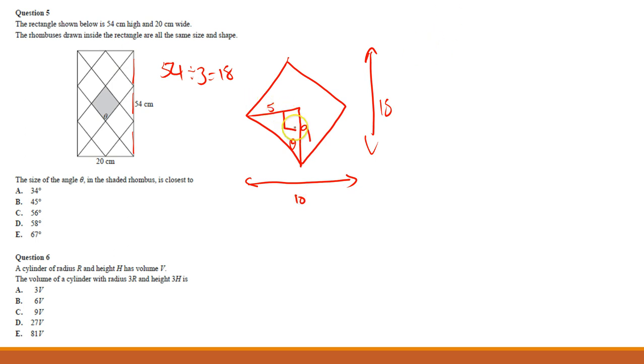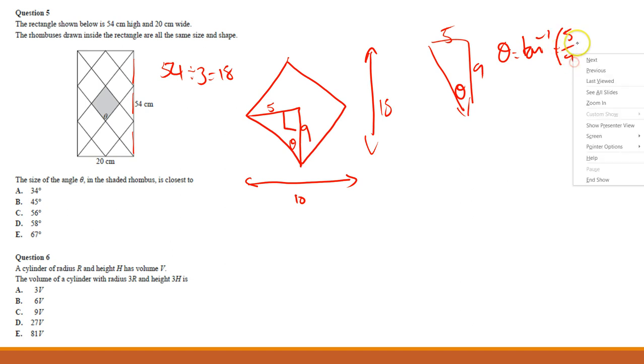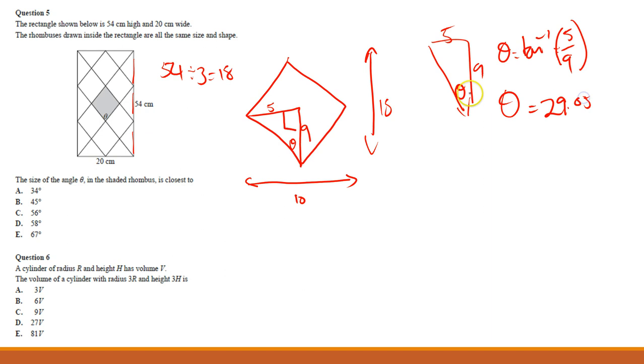So I'm just going to use tan, my right angled triangle. 5, 9. So theta is tan minus 1 of, brackets, 5 over 9. So theta equals 29.05, but that's only half the angle. I need to double that to get this part. So theta is 58.1, so 58. And only 44% of the state got that one correct.